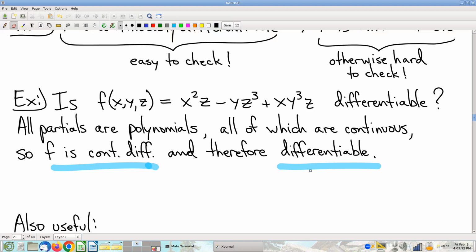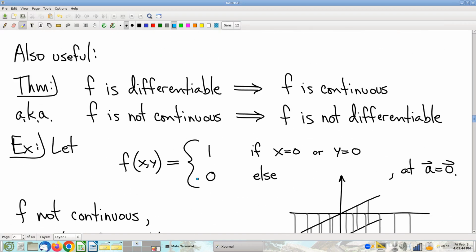All right. Okay, so in practice, day in and day out, this tends to be how we most of the time confirm differentiability. Okay, here's another useful fact.